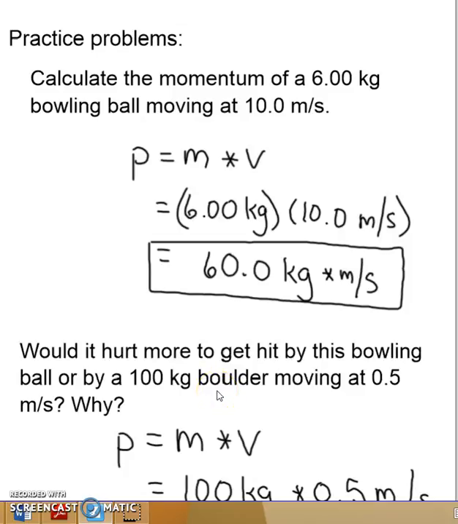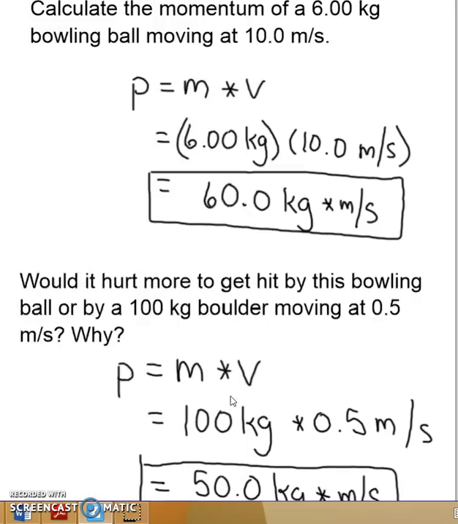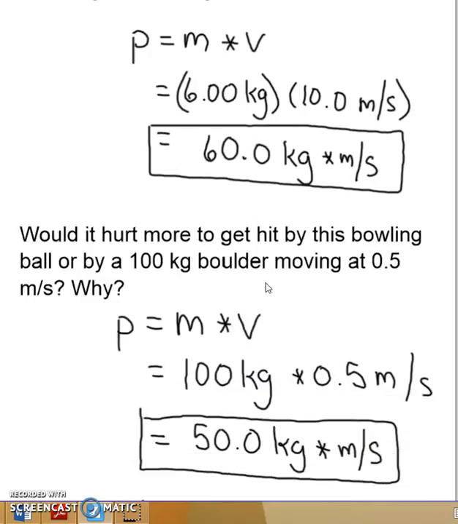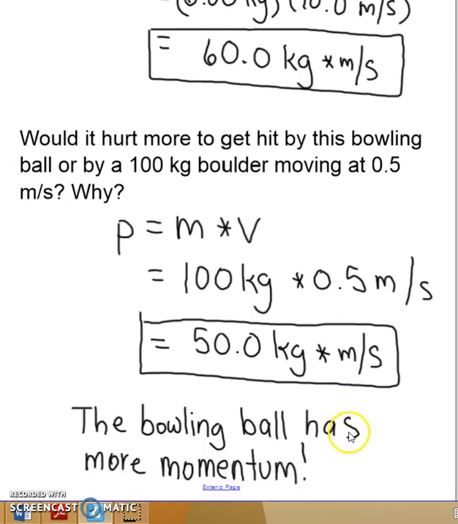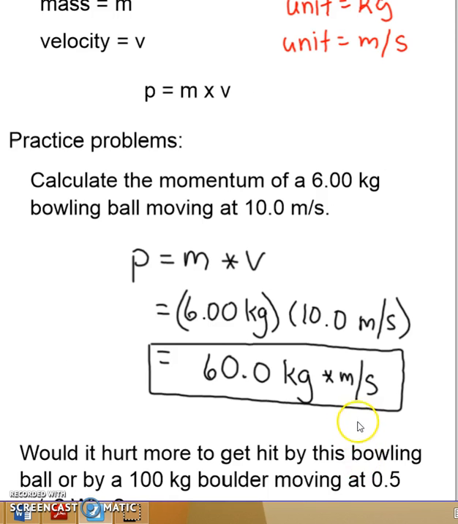Let's do the math. If we calculate the momentum, a 100-kilogram object moving slower would only have a momentum of 100 times 0.5 gives us 50. So we would say the bowling ball actually has more momentum. Even though it's smaller, it's moving faster. So it would probably hurt more to get hit by the bowling ball. All right, those are your notes about Newton's third law.